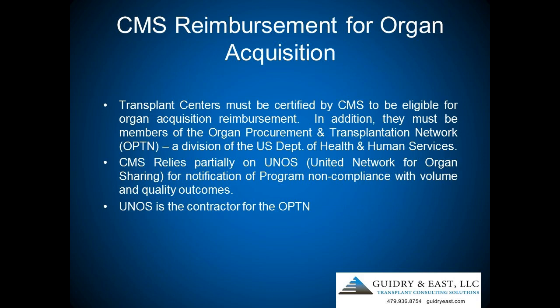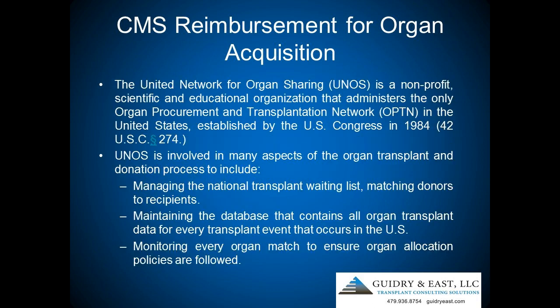So obviously, transplant centers must be certified by CMS to be eligible for organ acquisition reimbursement. In addition, they must be members of the OPTN, the Organ Procurement Transplant Network. It's a division of the U.S. Department of Health and Human Services. CMS relies partially on UNOS for notification of program noncompliance with volume and quality outcomes. But UNOS is the contractor for the OPTN.